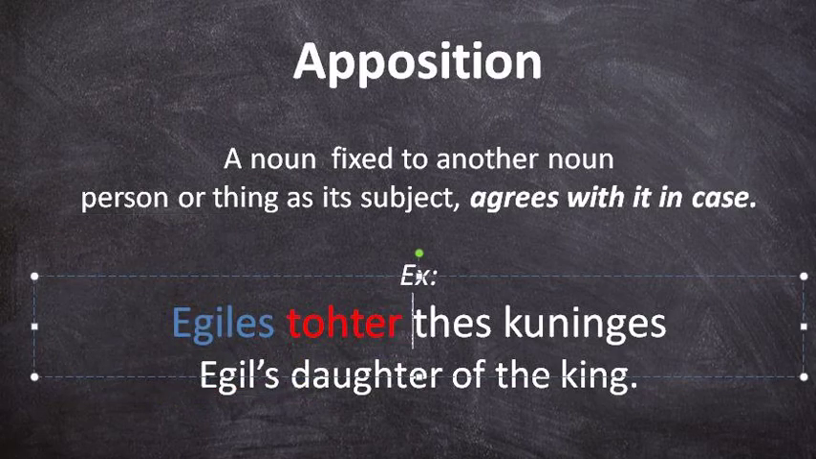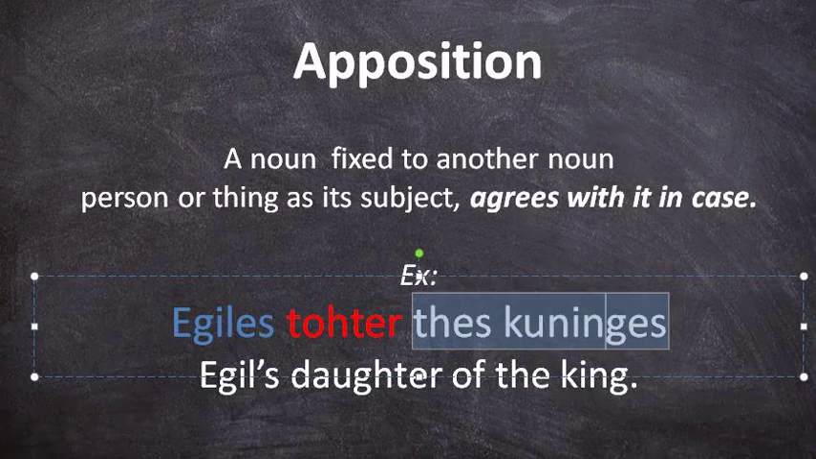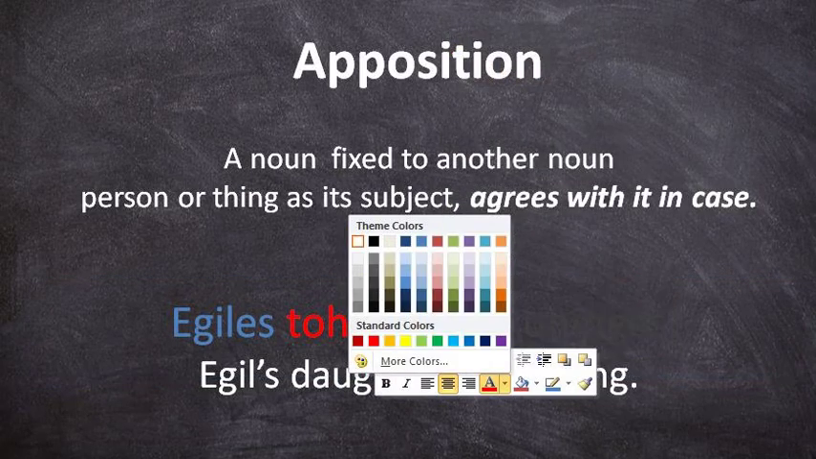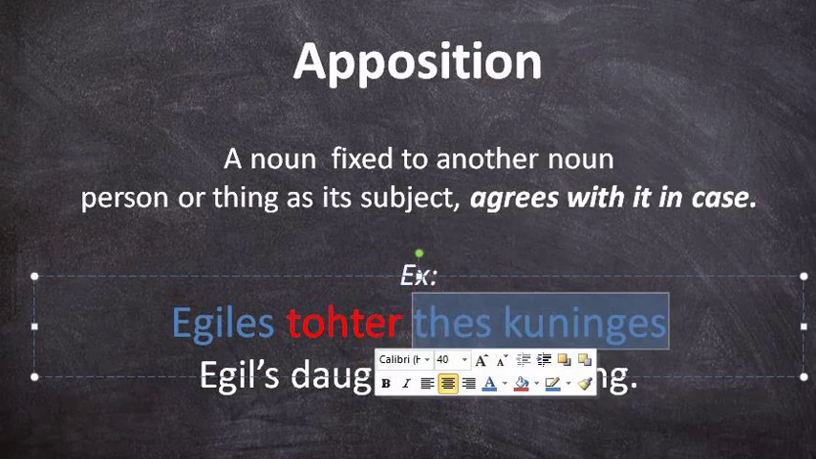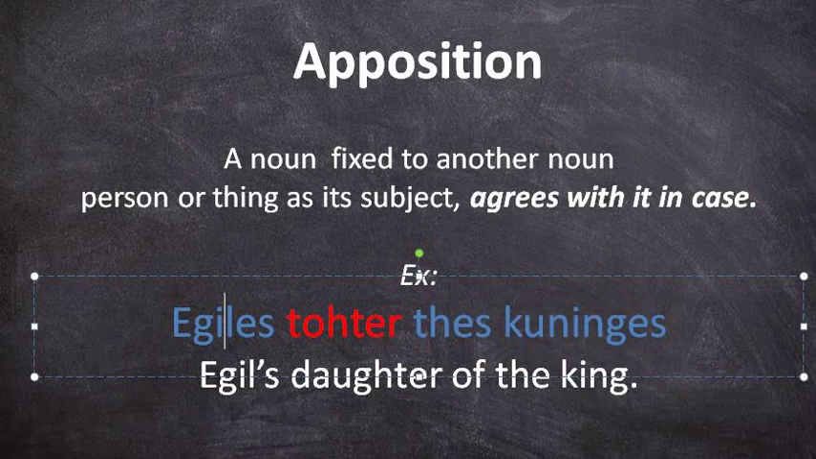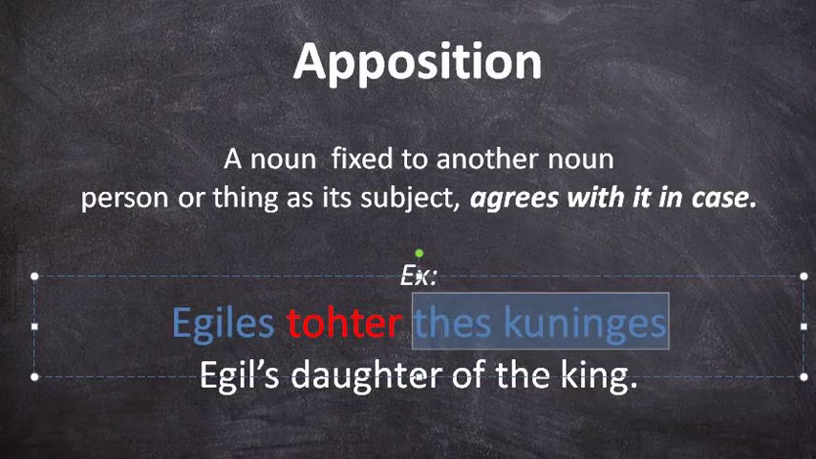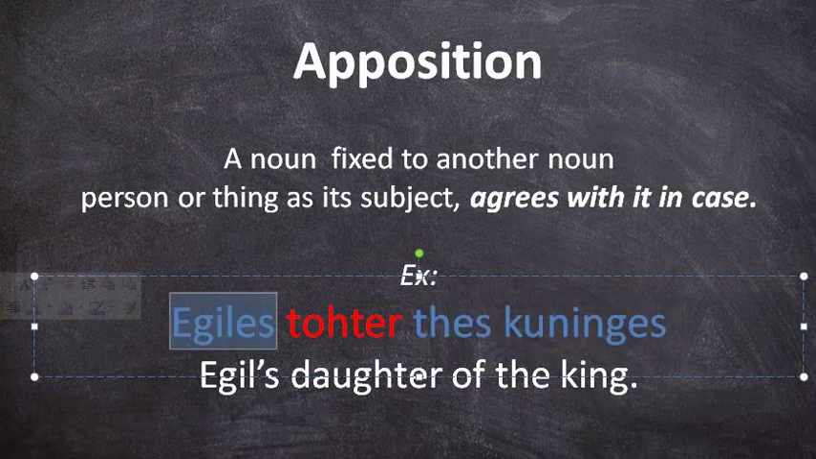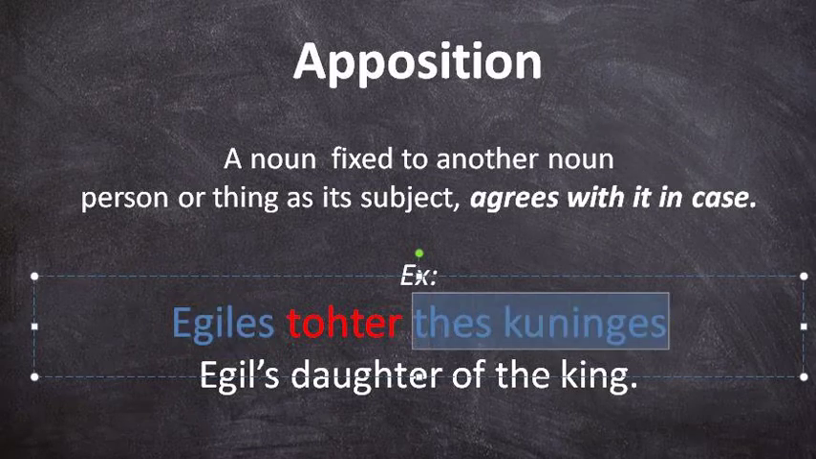But then we have des Königes. So these are both in the genitive singular. Why? Well, because they go along with Egel, because Egel is in the genitive. It's all referring to the same thing. So we have Egeles Tochter, Egel's daughter, and of the king, as we see here with des Königes. Who's the king? Well, it's Egel. So it all comes together.